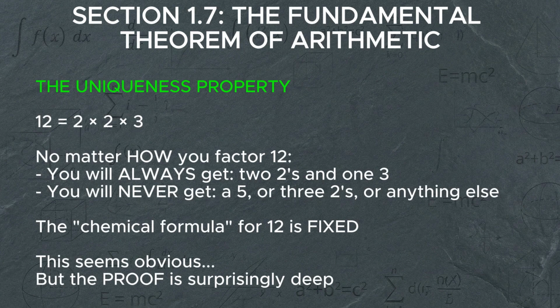And here's the uniqueness part. The chemical formula for 12 is fixed. No matter how you smash the number 12, you will always get 2 copies of 2 and 1 copy of 3. You will never get a 5. You will never get 3 copies of 2. The factorization is unique. This seems obvious, almost trivial, but proving it rigorously requires some very sophisticated tools.